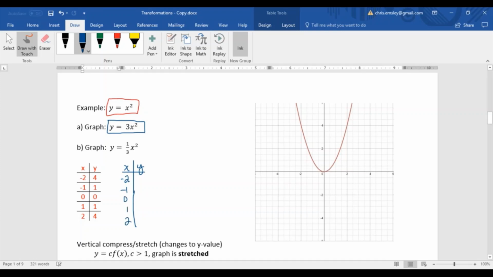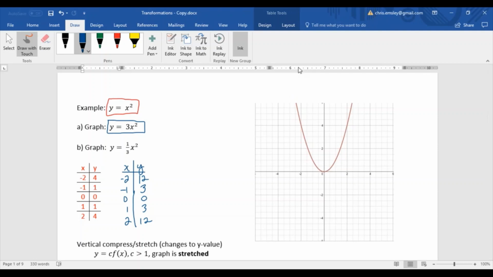So -2 squared is 4, and 4 times 3 is 12. -1 squared is 1, times 3 is 3. 0 times 3, 1 times 3, and 4 times 3. And there's our new t-table.